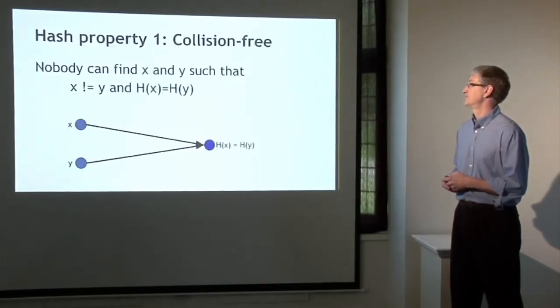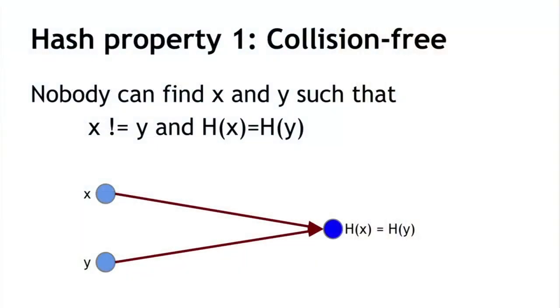So first, collision-free. The first property that we need from a cryptographic hash function is that it's collision-free. And what that means is that nobody can find values x and y such that x and y are different, and yet the hash of x is equal to the hash of y. If we look at the operation of the function as depicted by one of these red arrows, here's x and h of x, and here's y and h of y, then nobody can find a situation like this, where you have an x and y that are separate, and yet when you hash them, they hash to the same value.